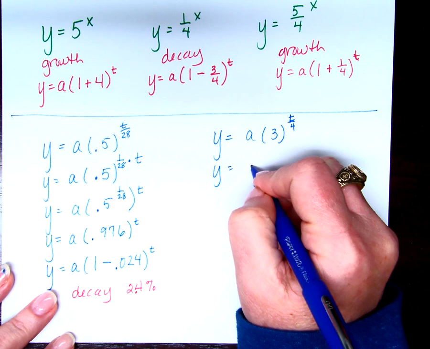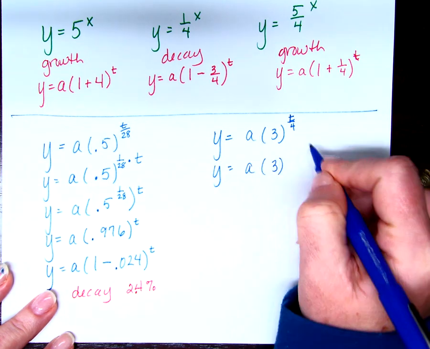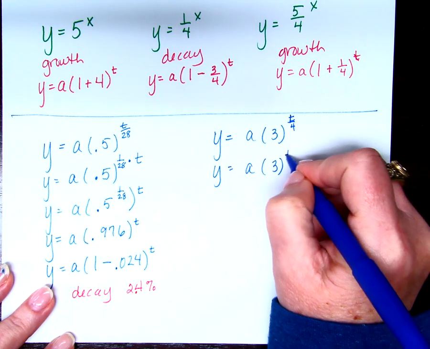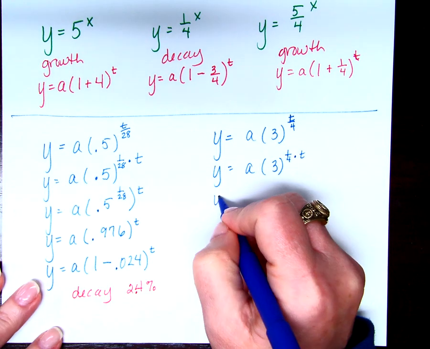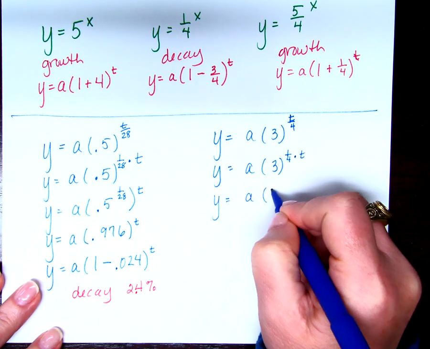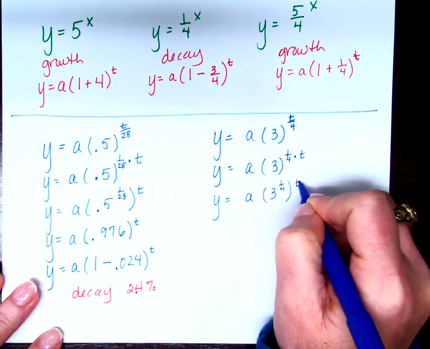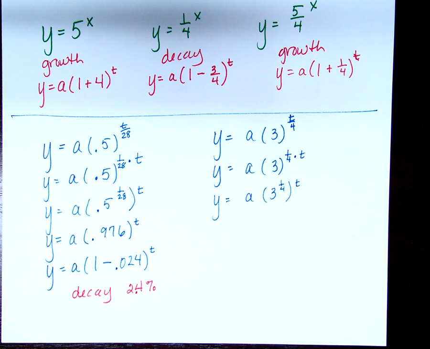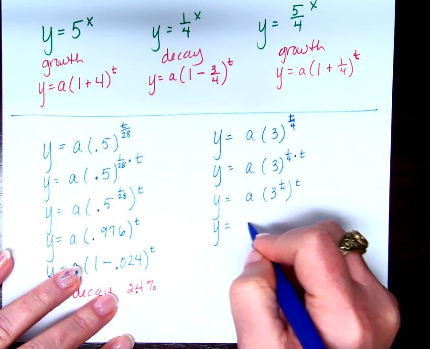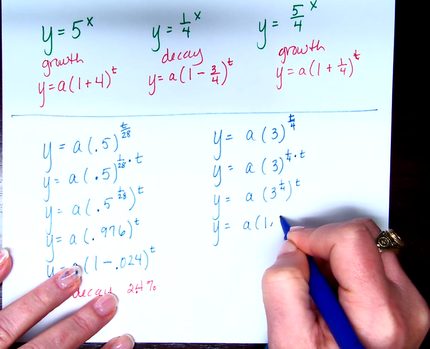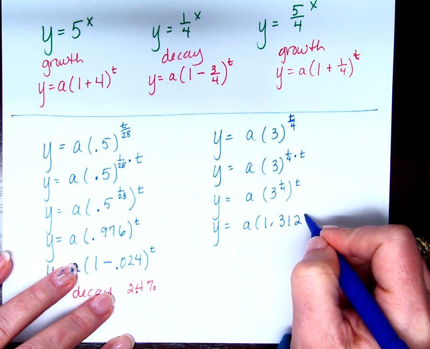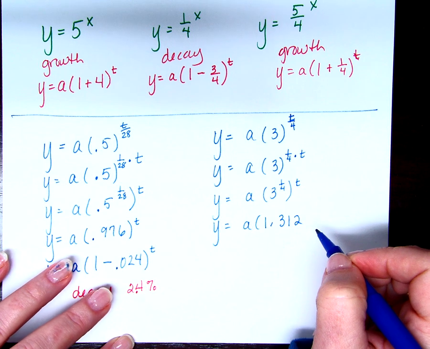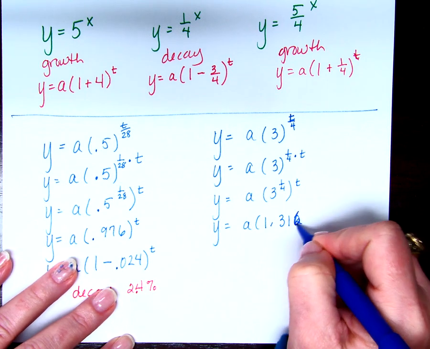Get the T by itself. How are we going to do that? 3 raised to what power? 1/4 times T, right? Then what can I do with the 1/4? So 3 to the 1/4 to the T power. Well, what is 3 to the 1/4 power? Y equals A times 1.312. Is that what you said? So 1.316. Yeah, we're going to 3 decimal places.